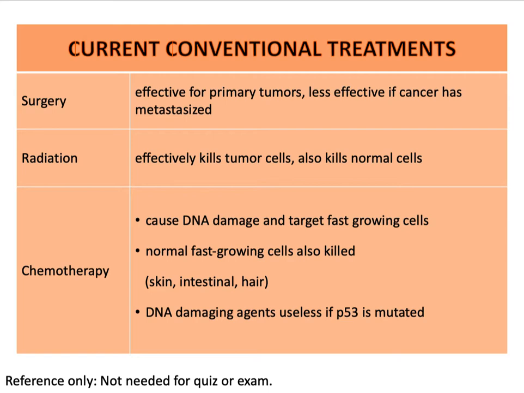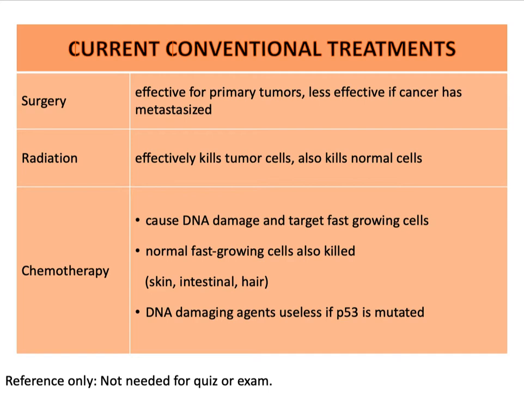Right now, for certain cancers, surgery is often a part of the treatment, if not the only treatment. It is very effective for primary benign tumors. It is less effective for metastatic tumors. Radiation is often used for some tumors, which effectively kills tumors, but also kills normal cells. So this is the drawback.